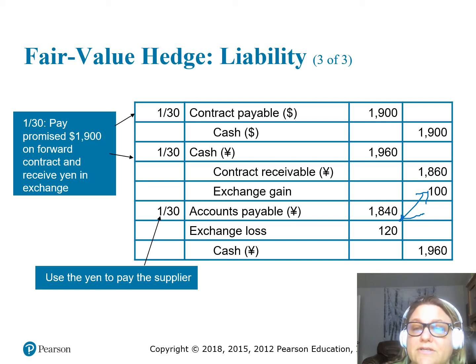So here's the contract payable in dollars and cash when we finally paid it. Here's the cash and contract receivable and exchange gain for the pounds. And here's where we wash out the accounts payable for pounds and take out the loss. These two will cover each other, and then it'll show the $20 difference.